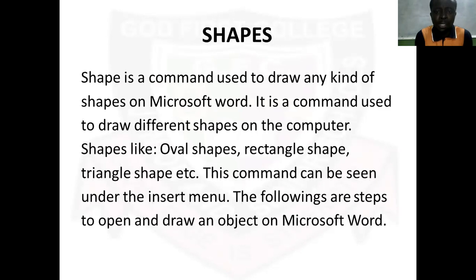Shape. Shape is a command used to draw any kind of shape on Microsoft Word. Don't forget, who is the owner of Microsoft Word? Bill Gates. Is Gates from Nigeria? No, he is from America. Okay, now, it's a command used to draw different shapes on the computer. Shapes like the oval shape, the rectangle shape, the triangle shape, name them. There are countless of them.